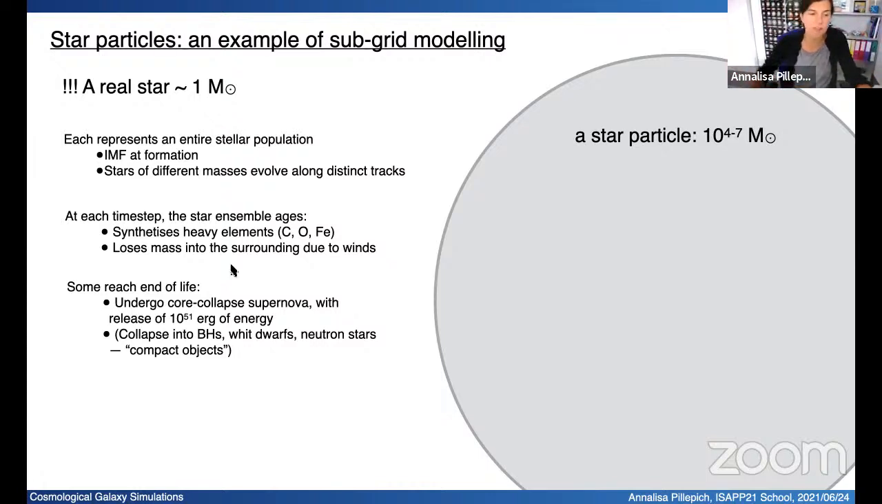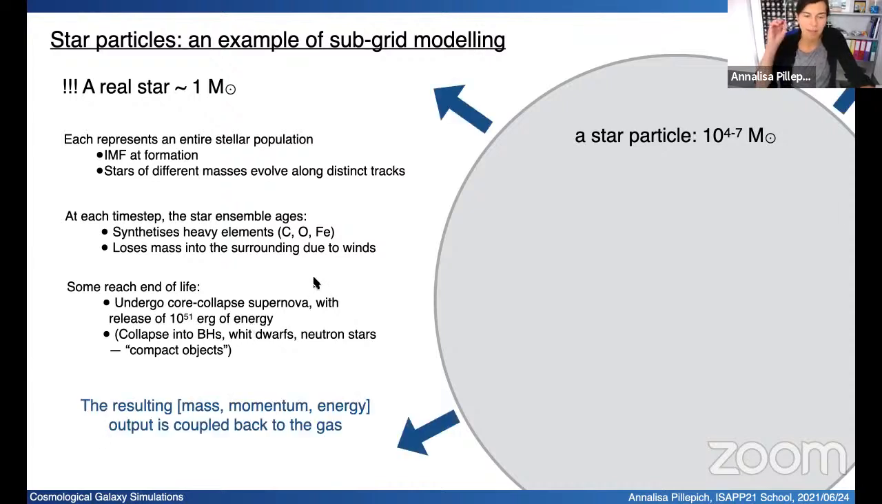They can go off as core collapse supernovae, and they can release, say, something like 10 to the 51 ergs of energy. So in the codes, this mass, momentum, and energy output from the stellar particle is coupled back to the gas, is donated back to the gas. And this is the feedback.